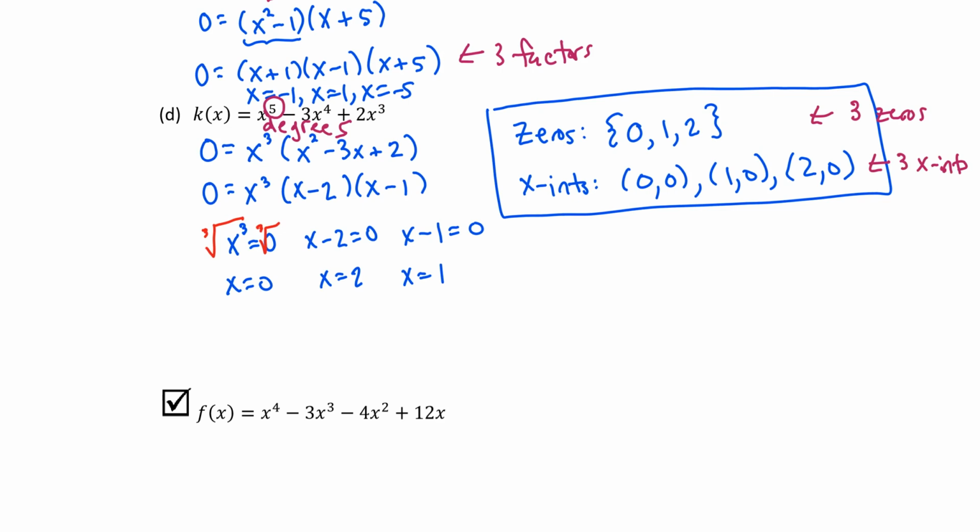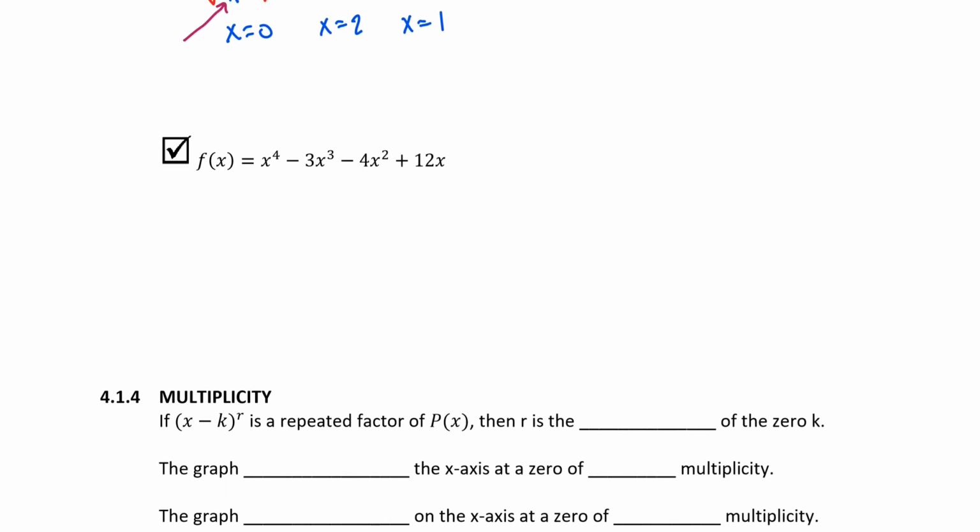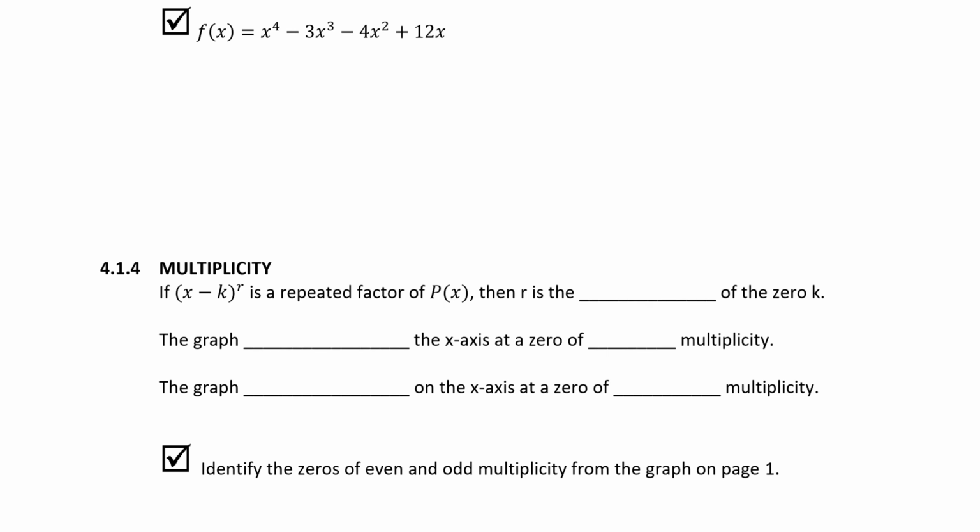Any polynomial of degree n is going to have either exactly n or less than that as far as zeros or x-intercepts go. Okay, we have something going on right here called multiplicity, and we will address that in another video. Let's do one more example where we have to factor by grouping.